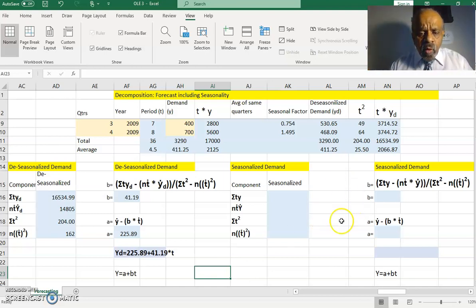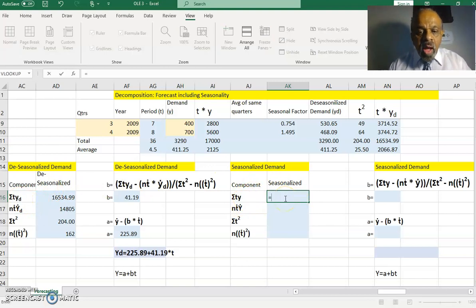Let's do the same thing for seasonalized demand as well. The seasonalized demand is TY, which is not different from TYD. This is sigma TY. Sigma TY is what?